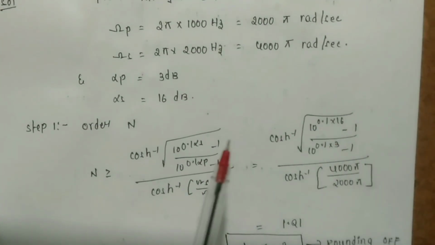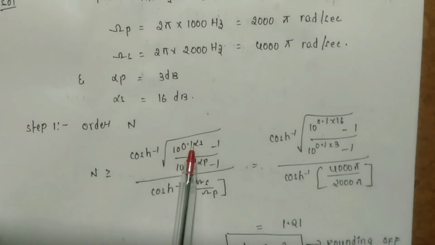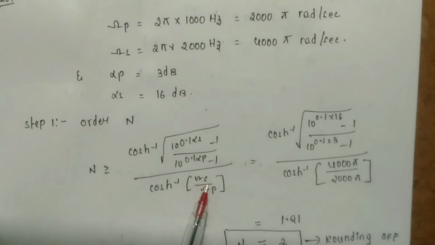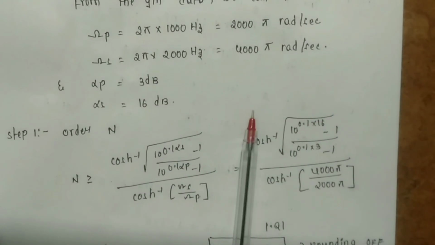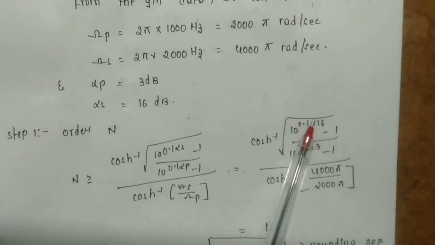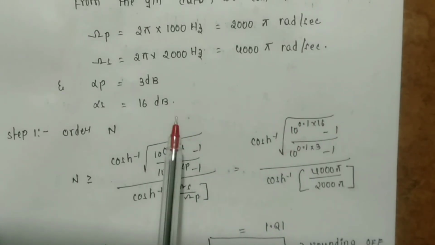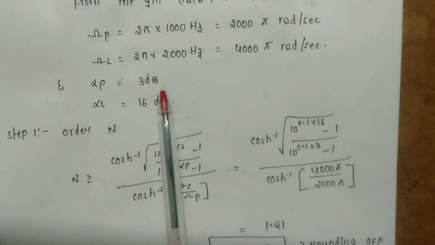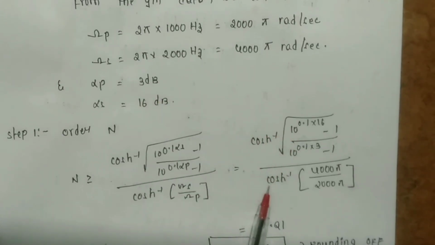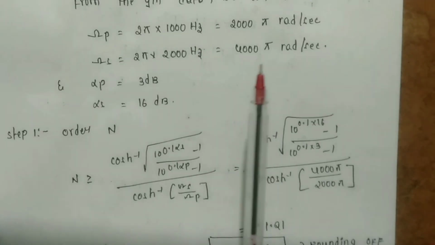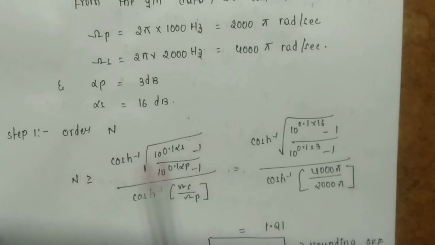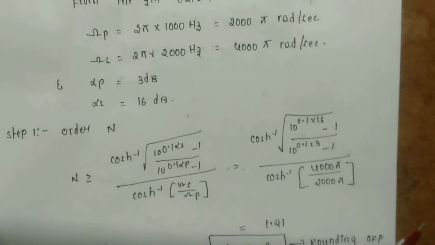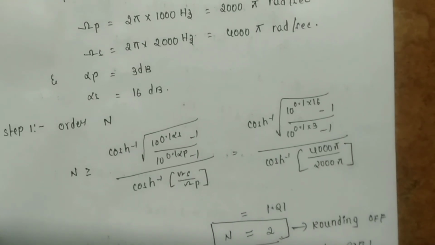Okay, now come to this. After that we have to substitute all the values: alpha s, alpha p, omega s and omega p. So here I am substituting cosh inverse of square root of (10 power 0.1 into alpha s, which is 16 dB, minus 1) by (10 power 0.1 into alpha p, which is 3 dB, minus 1), divided by cosh inverse of omega s by omega p. Omega s is equal to 4000 pi radians per second and omega p is equal to 2000 pi radians per second. After substituting this, you have to use the calculator here.